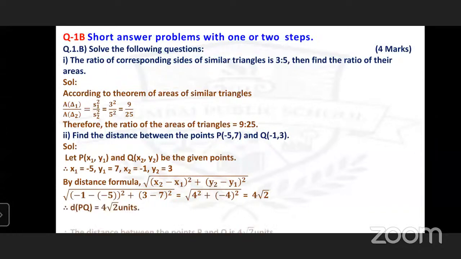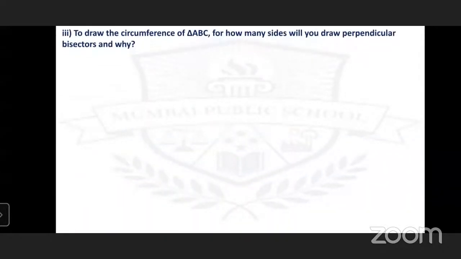Okay. Now the next, third question. To draw the circumcircle of triangle ABC, for how many sides will you draw perpendicular bisectors and why? So in this question, no need to draw the circumcircle, nothing. In this question, they ask, how many sides will you draw perpendicular bisectors for, and why?